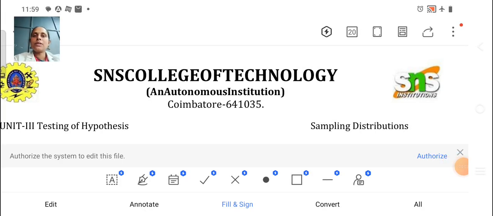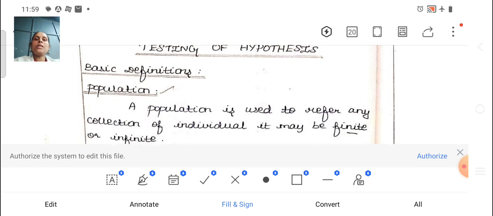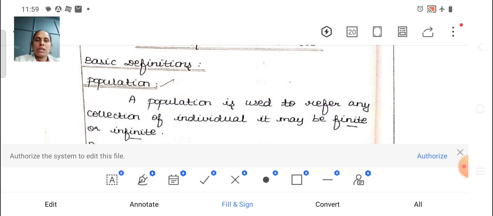Today we are going to discuss testing of hypothesis. In this, first we are going to see some basic definitions. First one is population. A population is used to refer to any collection of individuals. It may be finite or infinite. So population is a collection of individuals. It may be finite or infinite.